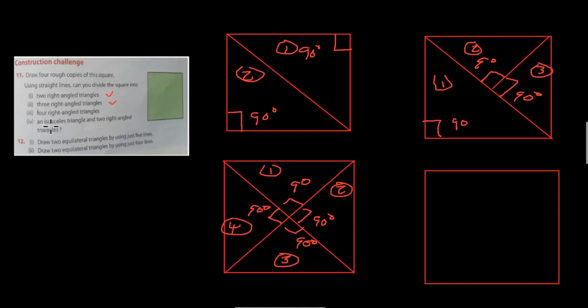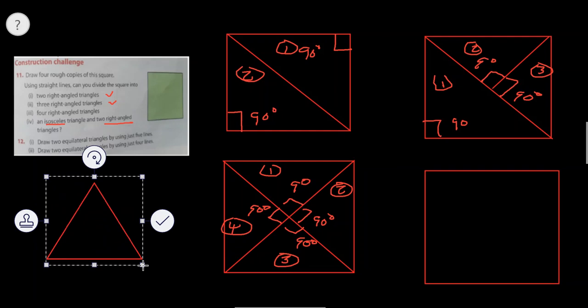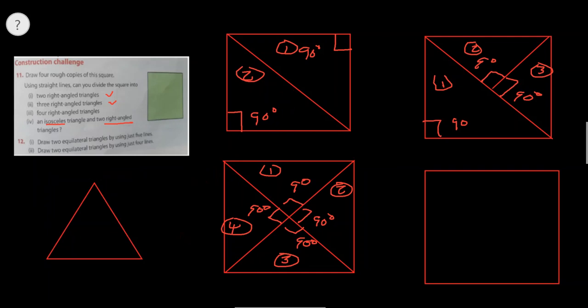And can you have an isosceles triangle and two right angled triangles? Okay, so just to remember what we mean by an isosceles triangle, let's say we have a triangle. With an isosceles triangle, this side and this side will be of equal length, and therefore this angle and this angle will be equal to each other.